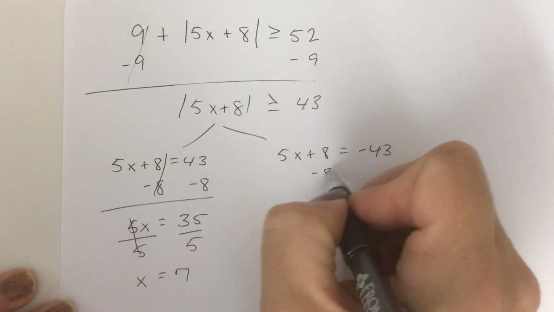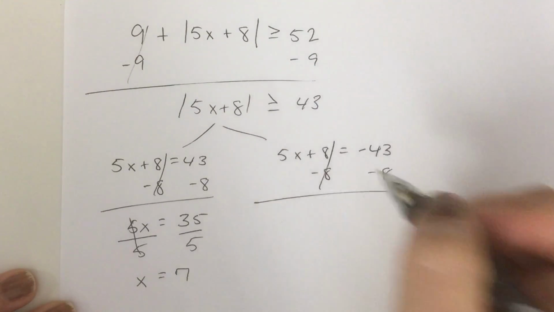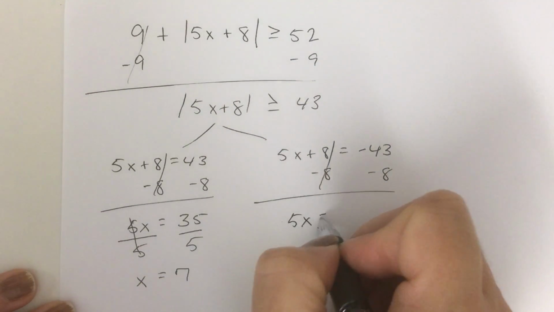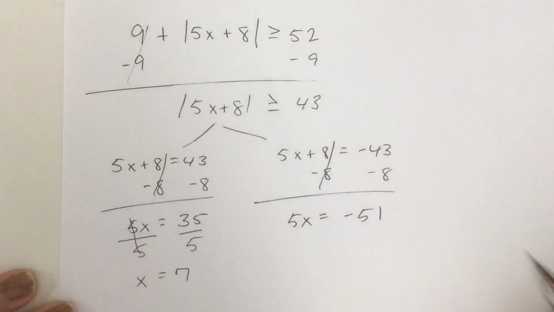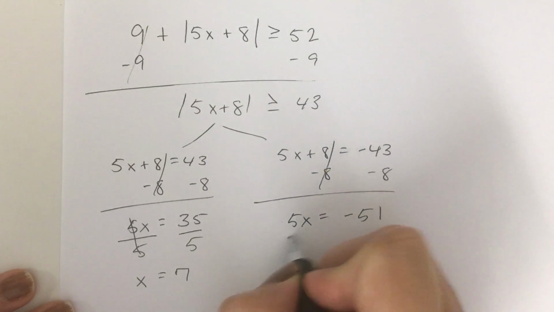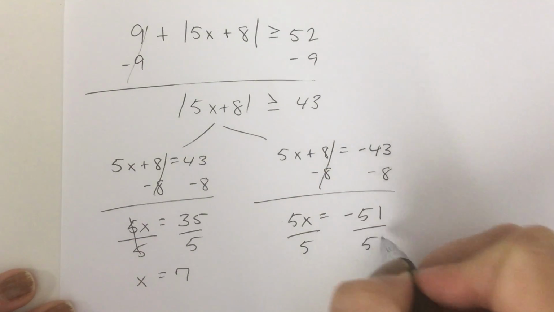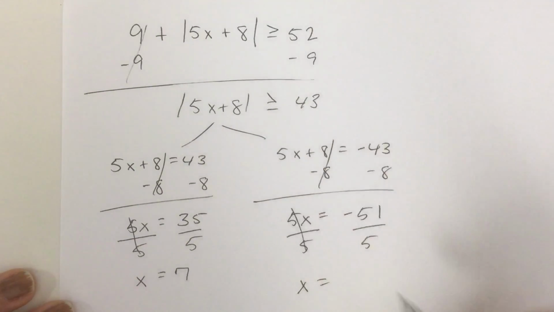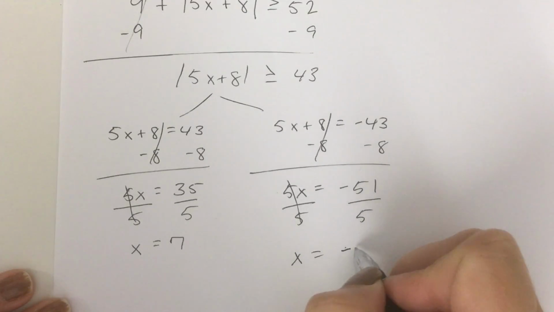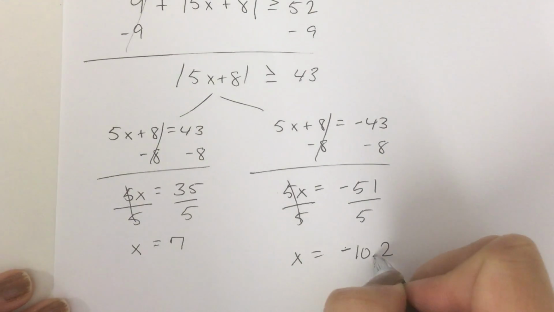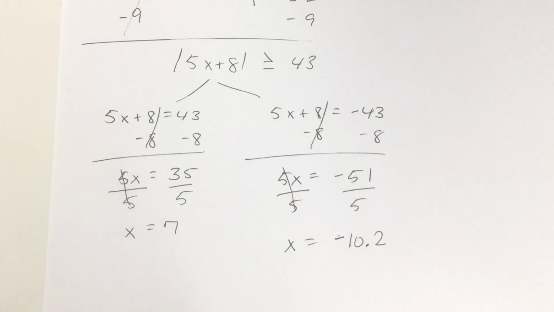Over here I'm going to subtract 8 from both sides. And that gives me 5x equals negative 51. And I've got a wonderful little decimal here, a fraction, so I'm going to divide by 5. And I'm going to have x equals, this would be a negative 10.2. If you use your calculator, you would get that decimal, okay?